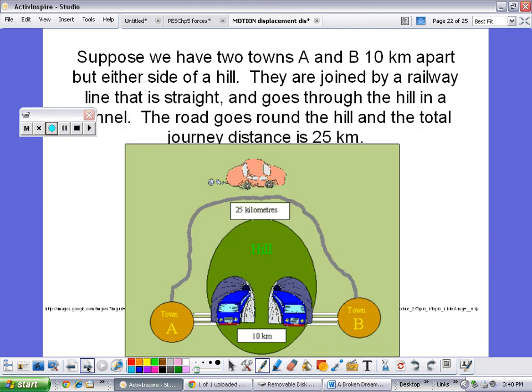For an example here, suppose we have two towns, A and B, 10 kilometers apart, but on either side of a hill. They are joined by a railway line that is straight and goes through the hill in a channel. The road goes around the hill, and the total journey distance is 25 kilometers. So if I say town A is my house, and town B is my grandma's house.